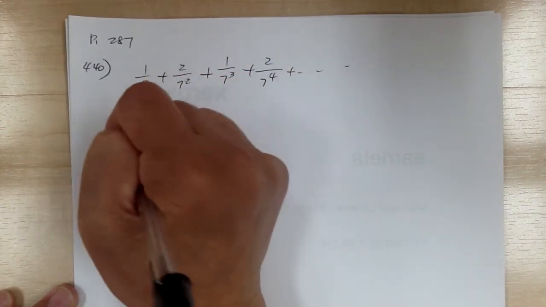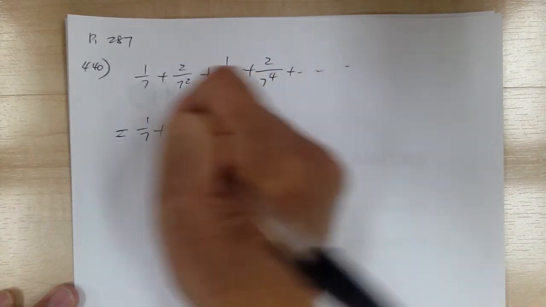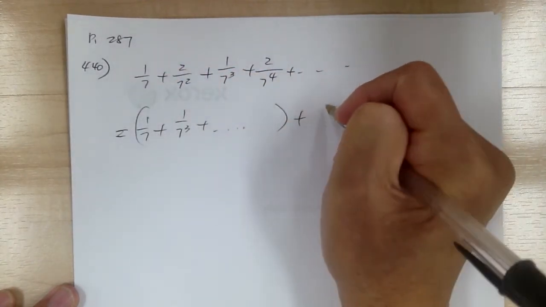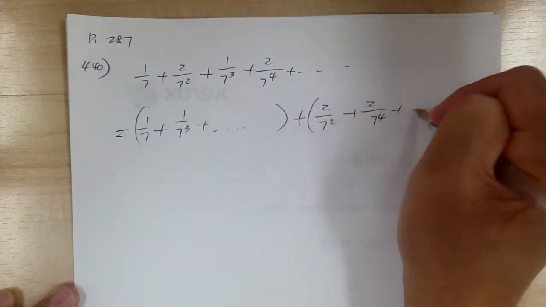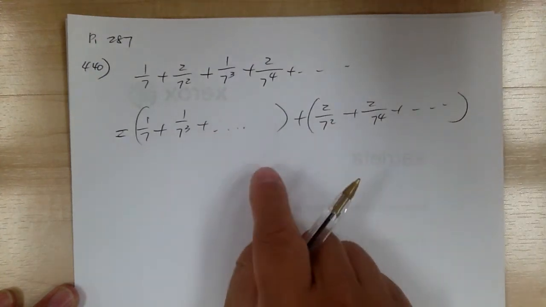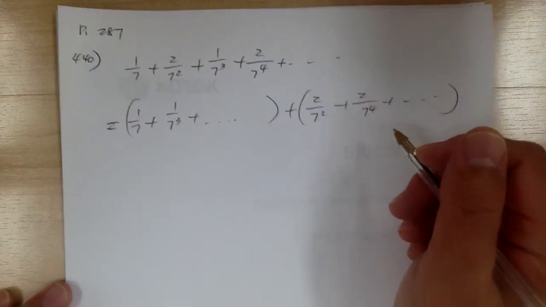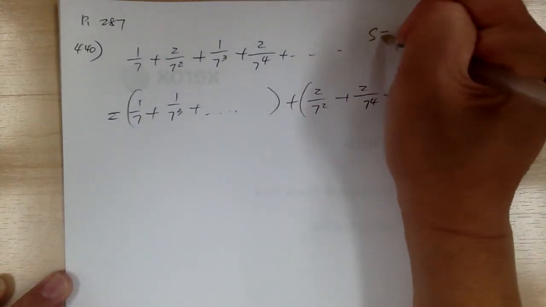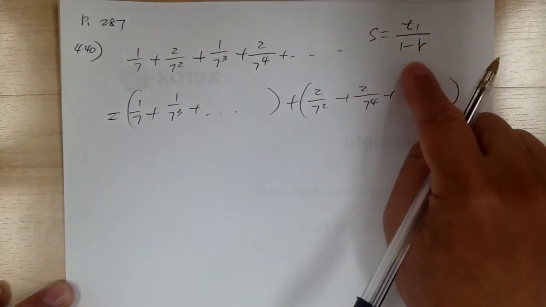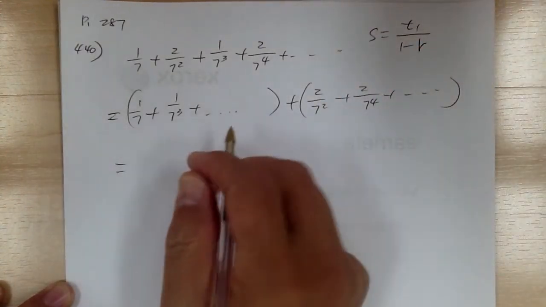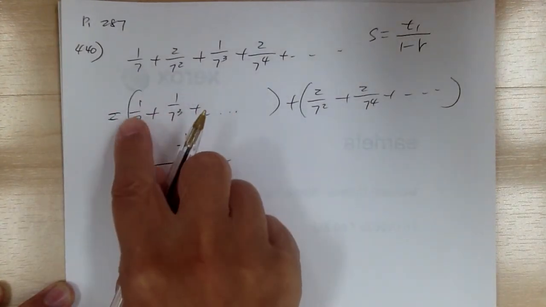So this will equal 1 over 7 plus 1 over 7 to the 3 plus dot dot dot. That's one series. Plus 2 over 7 squared plus 2 over 7 to the 4 plus dot dot dot. So separate it in this way. For the infinite series, the formula is sum equals T1 over 1 minus R. So remember to note your formula. The sum will be equal to, T1 is 1 over 7, that's the first term.